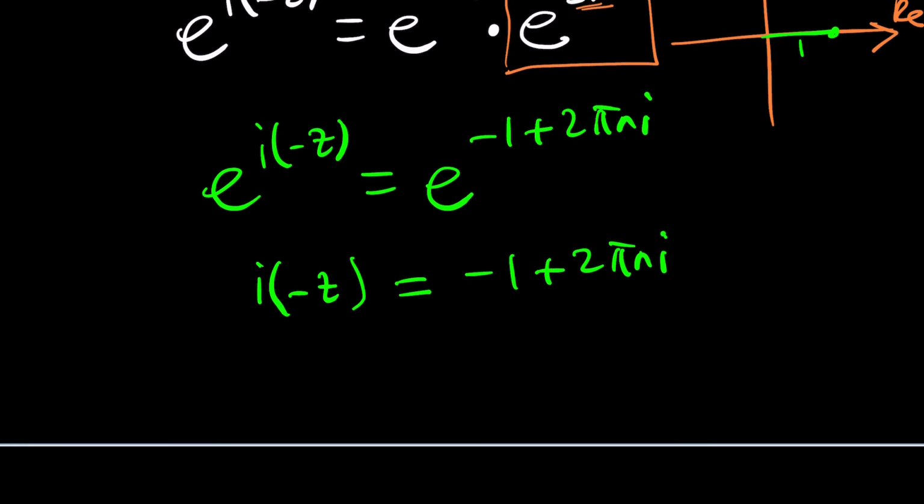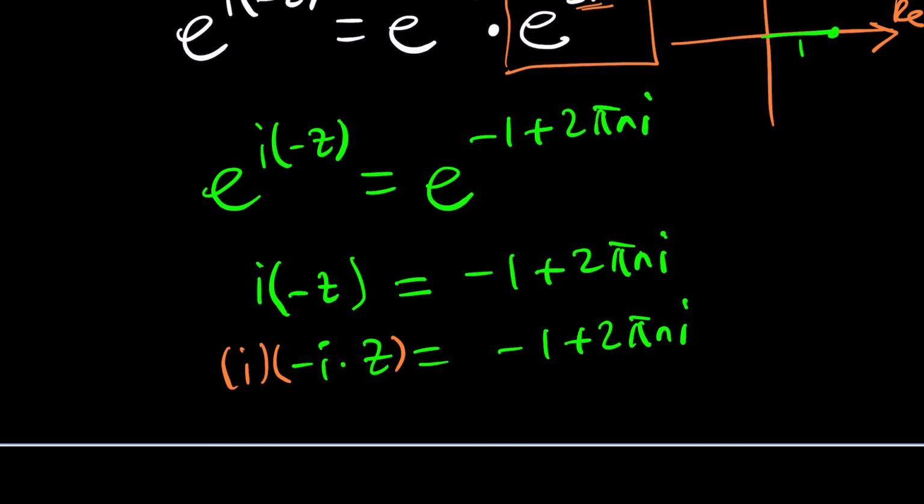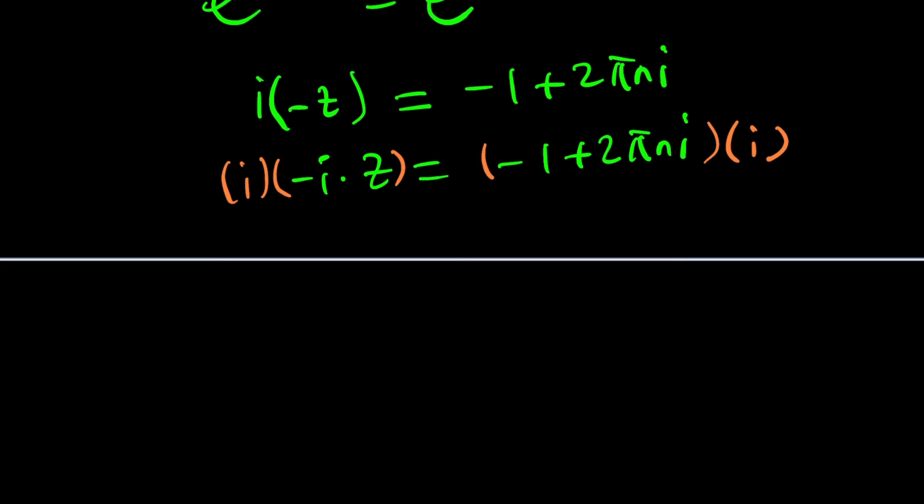Now I want to get z, so let's write this as negative i times z equals this. And finally, divide both sides by negative i, or I have a better idea, multiply both sides by i. It's a lot easier. If you multiply negative i by i, you're going to get negative i squared. Oops, I forgot to say that i squared is equal to negative 1. Therefore, negative i squared is equal to positive 1.